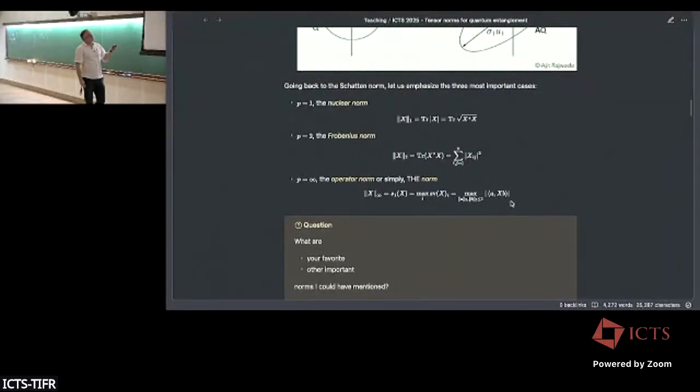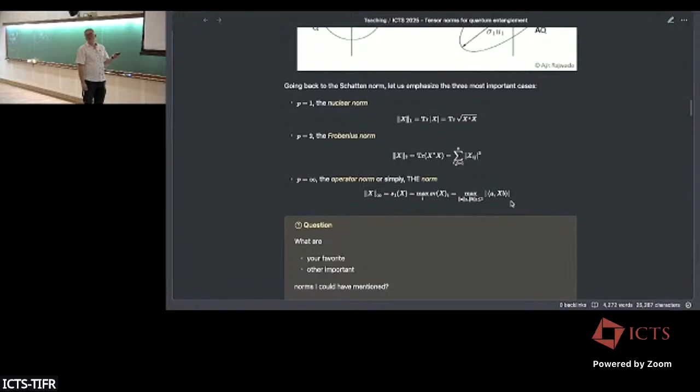And the most important of the 3 is the operator norm. Usually we call it just the norm. If a mathematician talks about the norm of a matrix, then usually he or she means the operator norm. This is the largest singular value of your matrix, S1 of x.